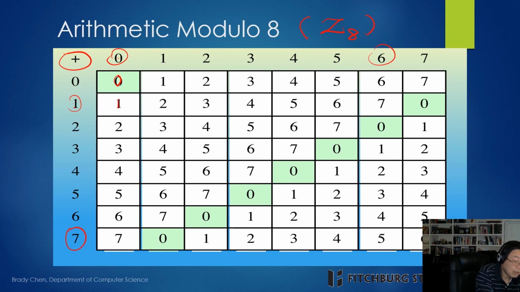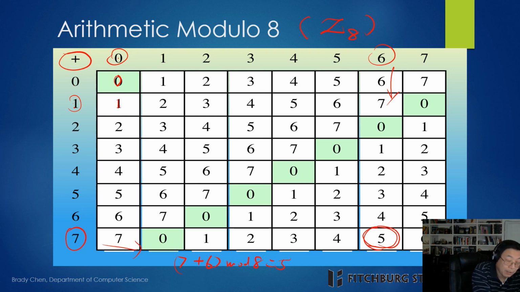What's the result? The result is going to be located in the intersection, in the cross, you know. We draw the horizontal line along the 7, we draw the vertical line along the 6, and we find out the value is 5. So that means 7 plus 6 mod 8 is 5.